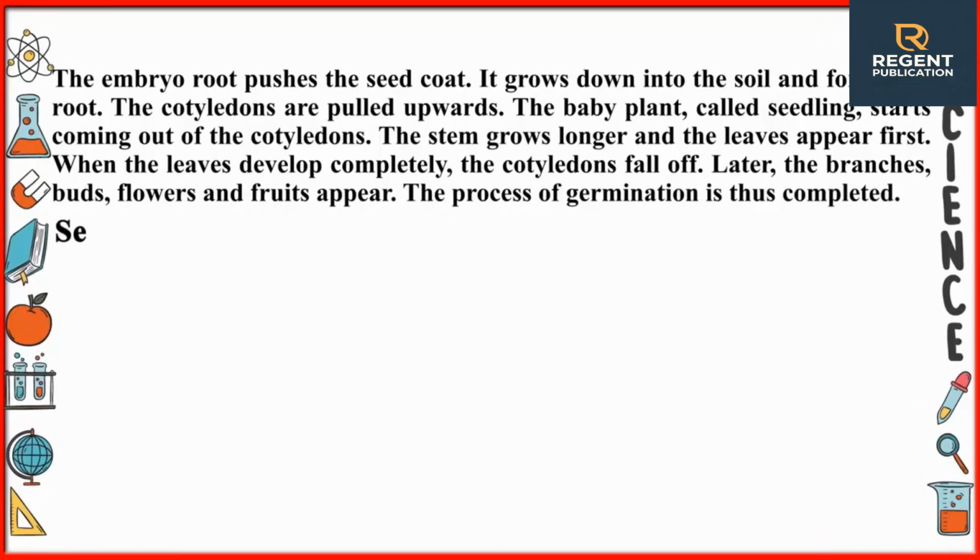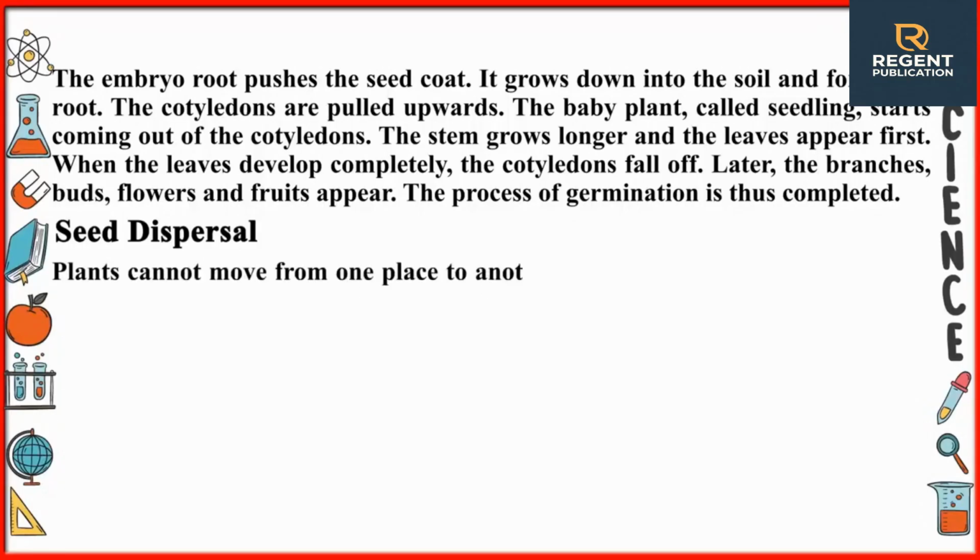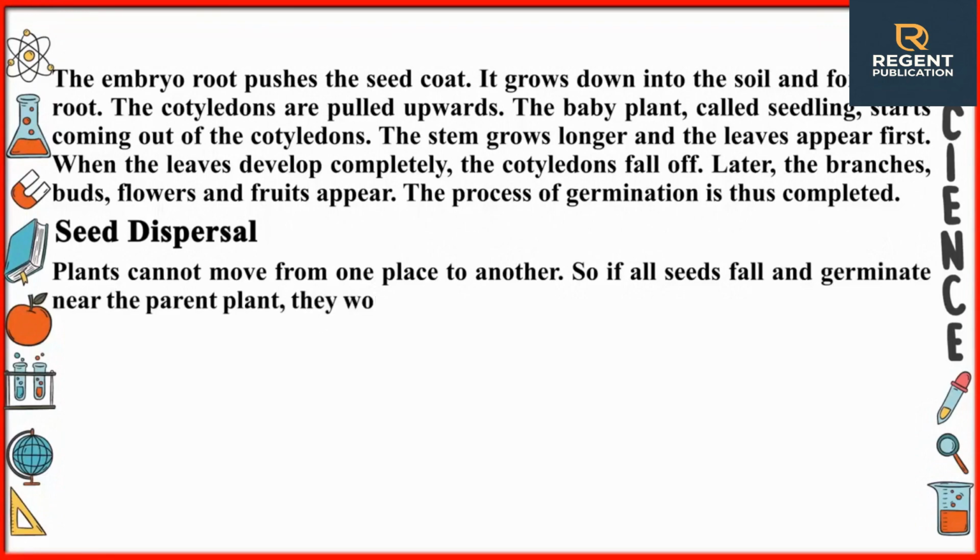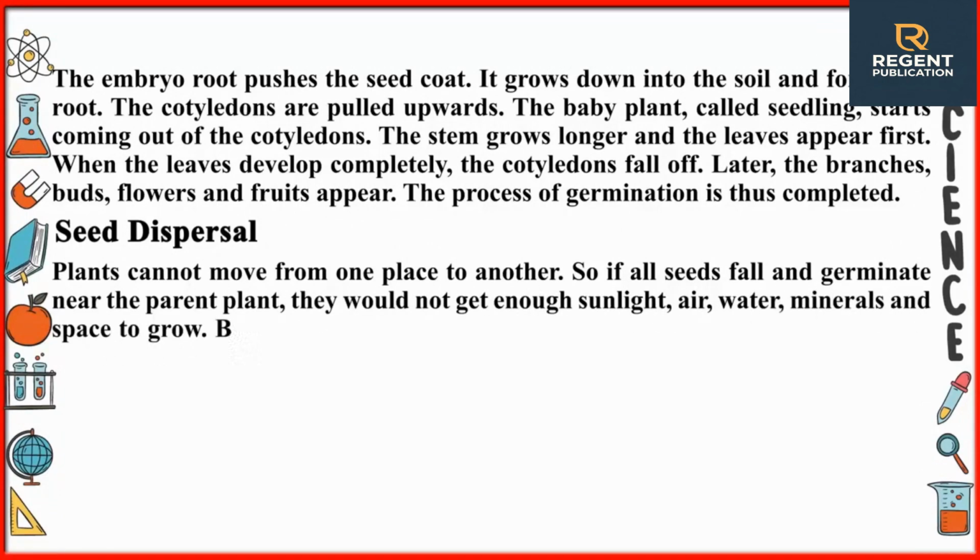Seed dispersal. Plants cannot move from one place to another. So, if all seeds fall and germinate near the parent plant, they would not get enough sunlight, air, water, minerals, and space to grow. Because of this, many seedlings would not survive. Hence, nature helps to scatter these seeds.